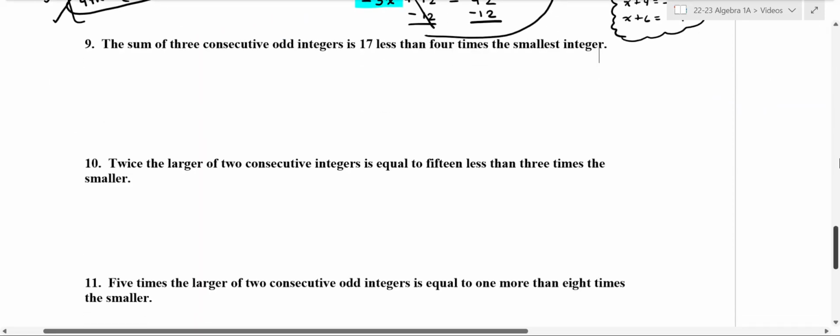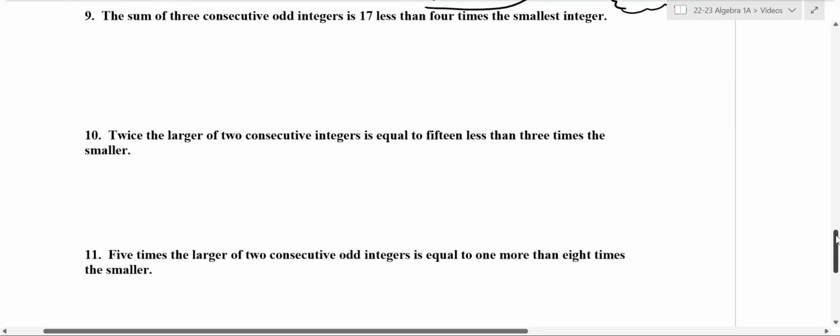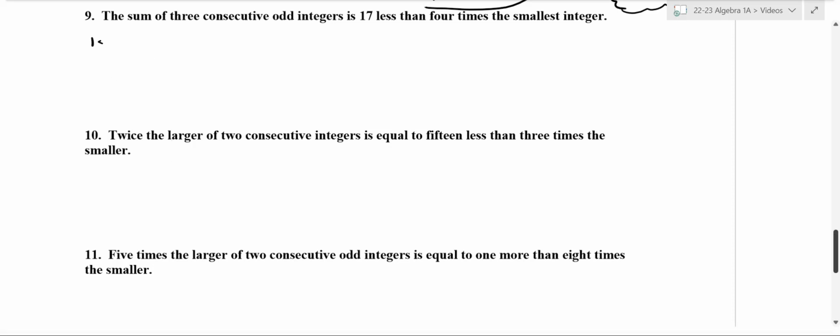All right, the next example, number 9. The sum of 3 consecutive odd integers is 17 less than 4 times the smallest. 3 consecutive odd integers. Focus being here. All right, let's set up shop.